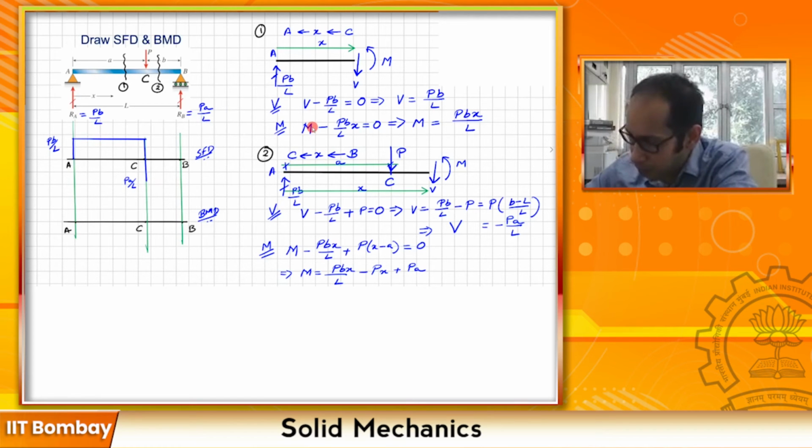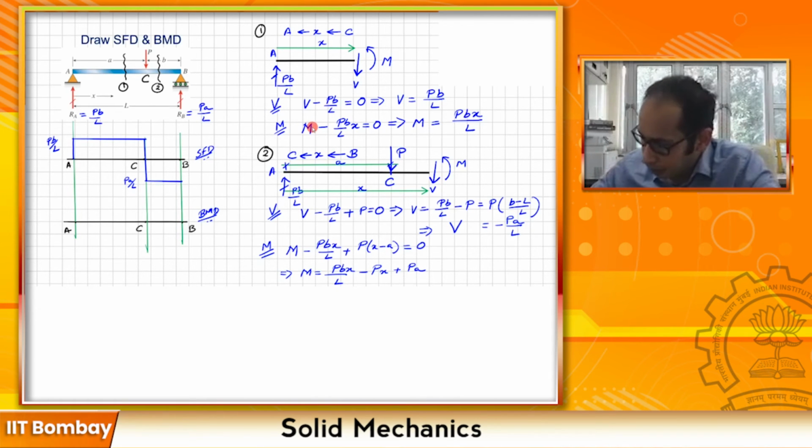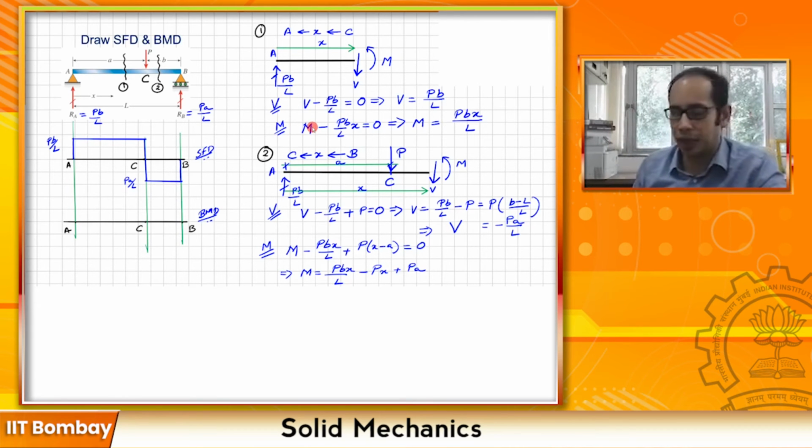So here it is simply going to come and be like this over here, right? And then this is what you get. So this is the shear force diagram. Let's mark the positive and the negative. So you have the positive shear over here and you have the negative shear over here.